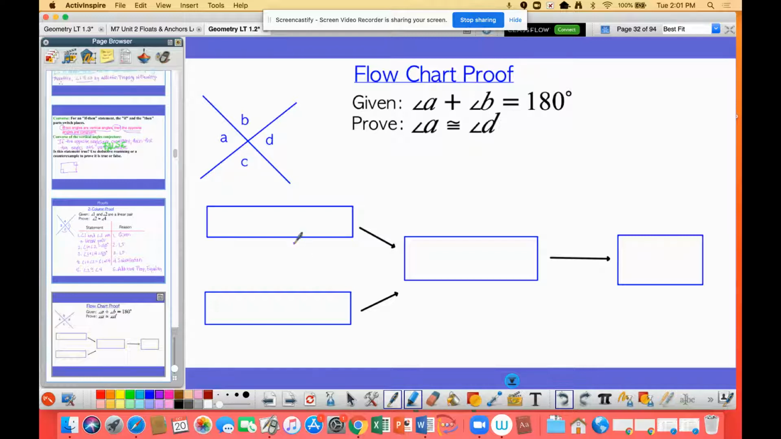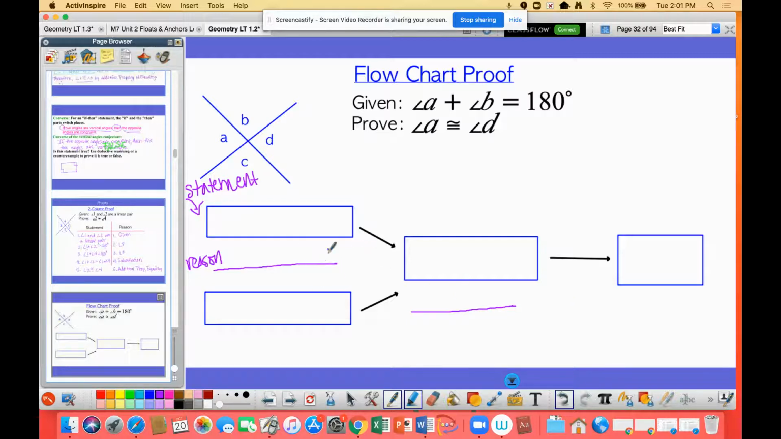Now with a flowchart proof, the box, this right here, is your statement. And your reason goes underneath it. So this would be your reason. They don't always have a line underneath them. Sometimes they will, but that's where you put your reason, right underneath it. Your statement goes in the box.